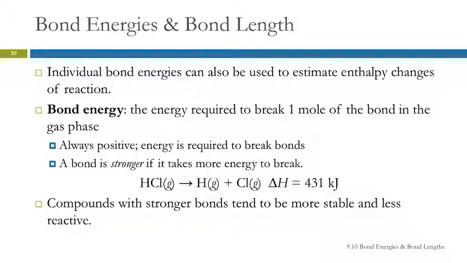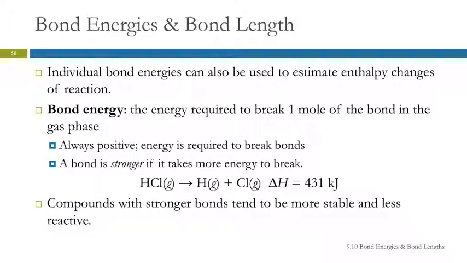A bond is stronger if it takes more energy to break. So that kind of makes sense. I mean, think about breaking a twig, right? You can snap that pretty easy. A larger branch, you're going to have to apply a lot more force, maybe break it over your knee. It's going to be harder. The branch is stronger, you have to exert more energy to break it. So a more positive bond energy means a stronger bond.